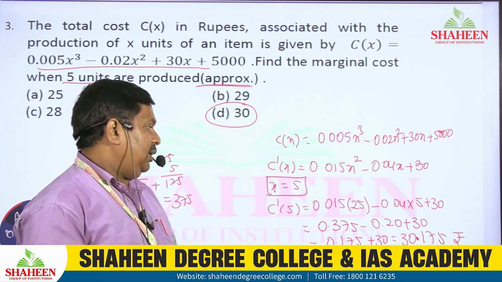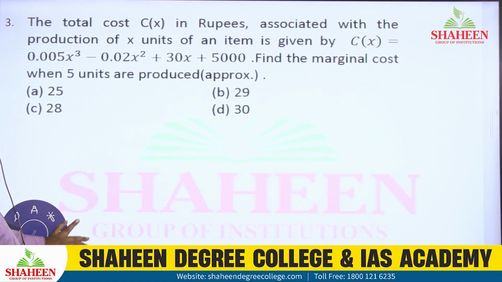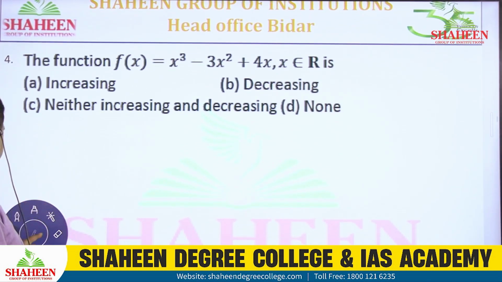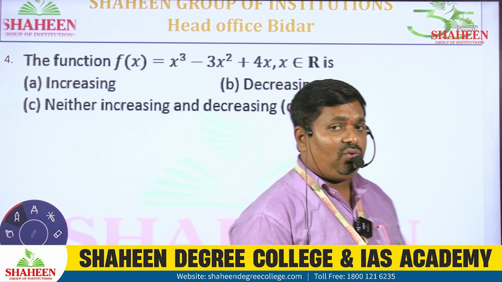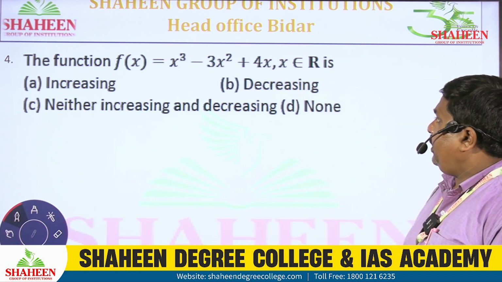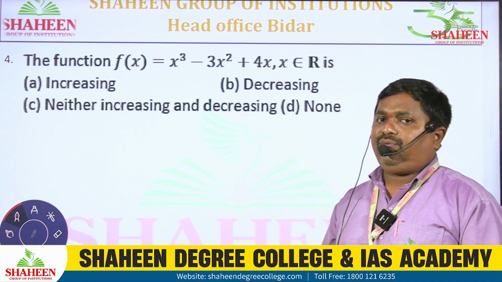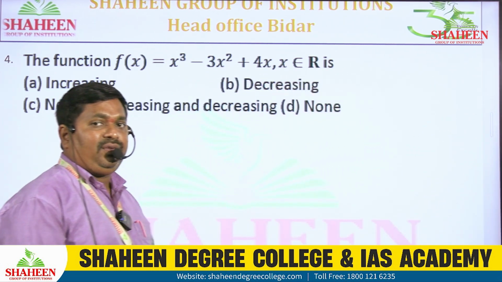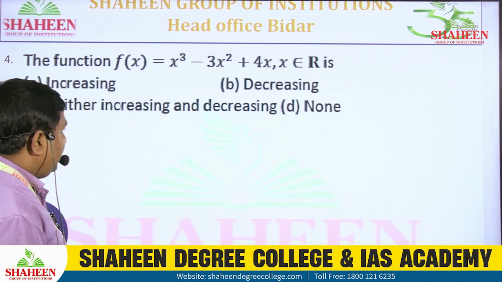Okay, let us move to the next problem. The function f of x equal to x cube minus 3x square plus 4x, x belongs to R, is increasing or decreasing, or neither increasing nor decreasing, or none of these. We are given a function and we are checking which kind of function it is, whether it is an increasing function, a decreasing function, or neither.